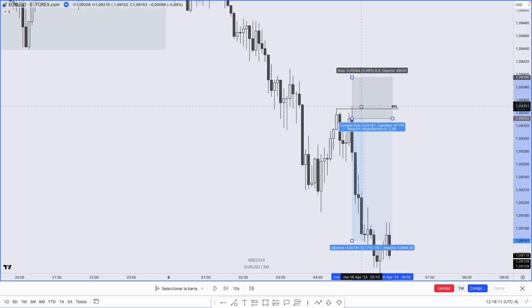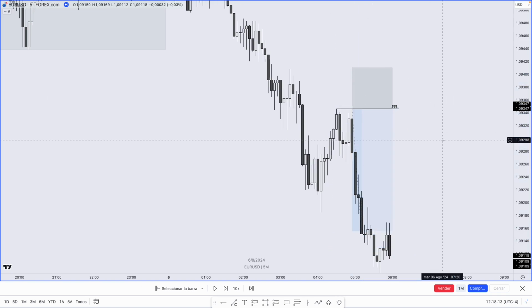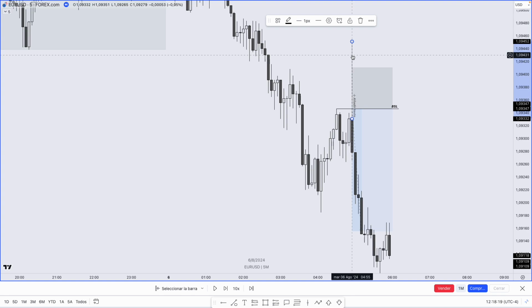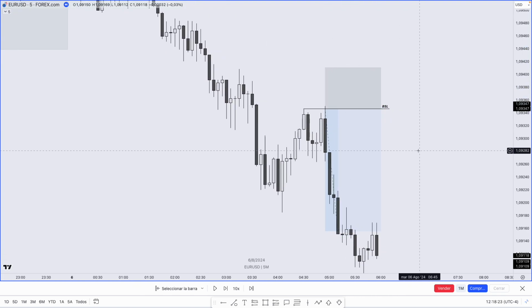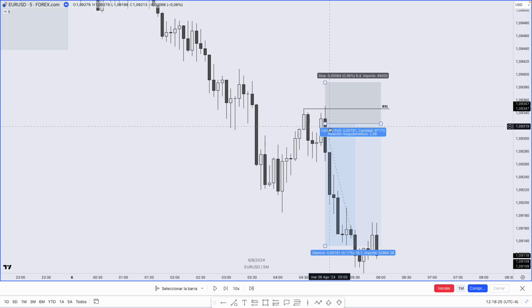Why did I not enter here? Because I always like to wait for a reaction. You don't know if this is going to happen and take you out. So you just wait for the reaction and then you enter the trade. That's why I entered down here when the candle was already going down.